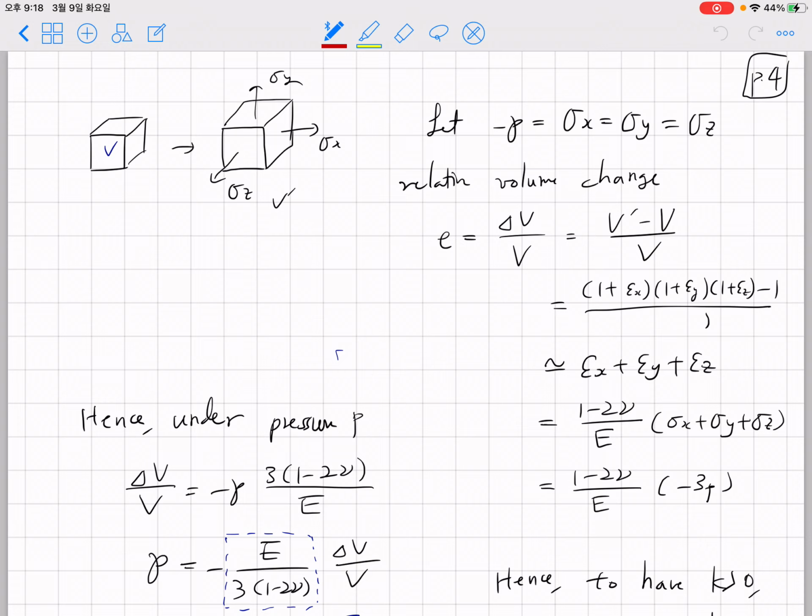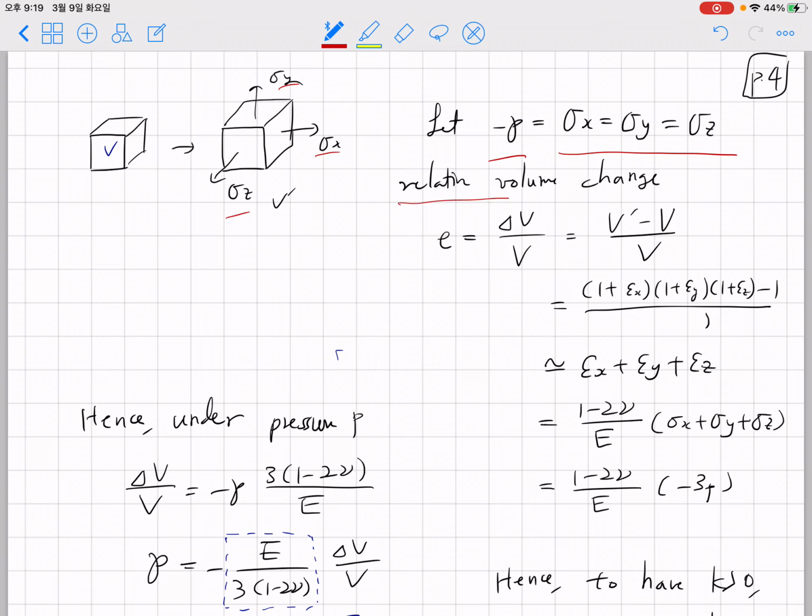So when you have this kind of loading, sigma x, sigma y, and sigma z, as I told you, because of the opposite sign convention, we can say that minus pressure equals sigma x equals sigma y equals sigma z, because we are considering hydrostatic loading, and hydrostatic loading means that sigma x, sigma y, and sigma z are equal to each other.